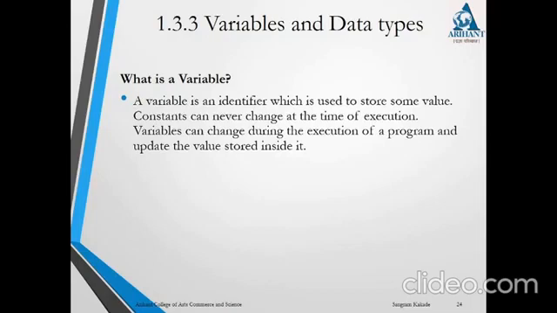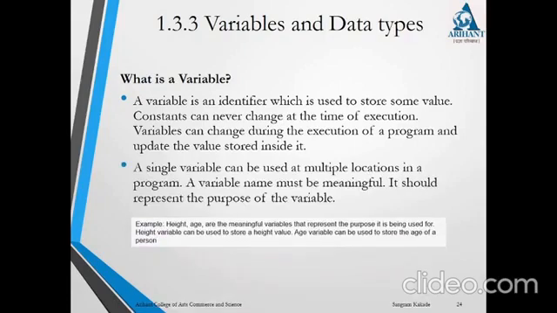So there are different kinds of variable: one can be constant or one can be a normal variable. If it is constant, it will not allow you to change the value. But a simple variable can change during the execution of the program, and its value can be updated. A single variable can be used at multiple locations in the program. Variable names must be meaningful and should represent the purpose of the variable. They have given the example that height and age are meaningful variables that represent the purpose they are used for.